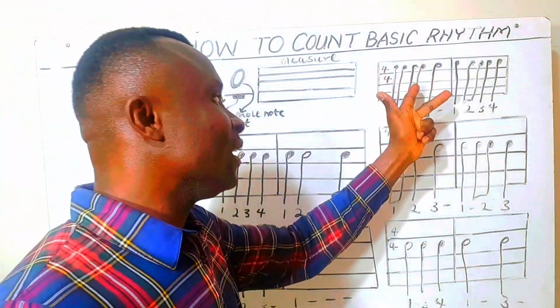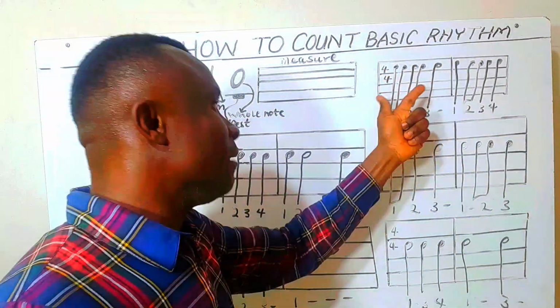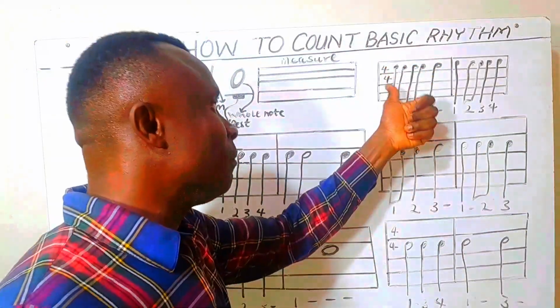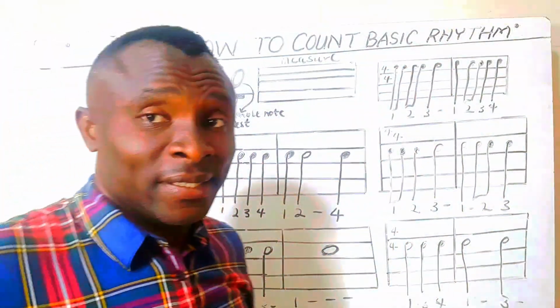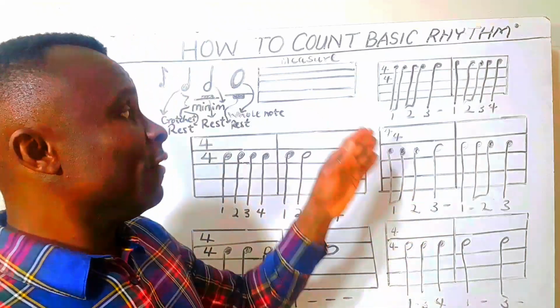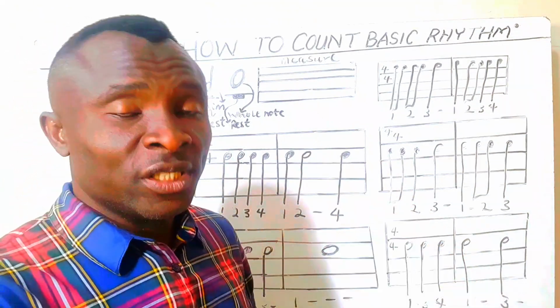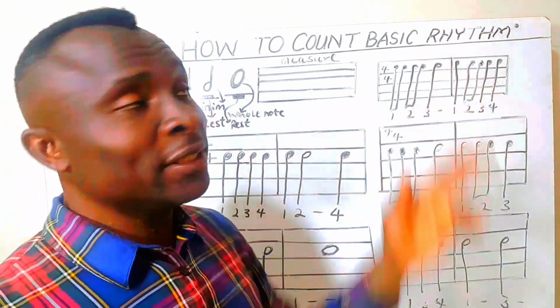1, 2, 3, 4. Mi, mi, mi, mi, mi, mi. So it's still giving you the same 4 beats, irrespective of the fact that the notes are different from the previous ones we've treated. So let's go ahead to the next bar.